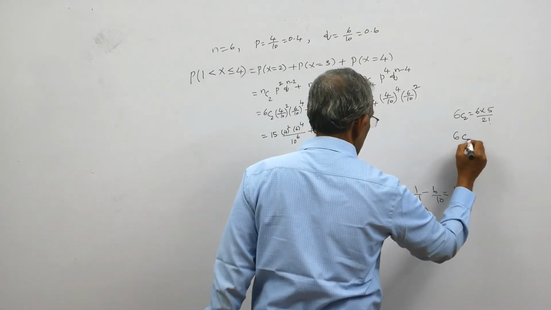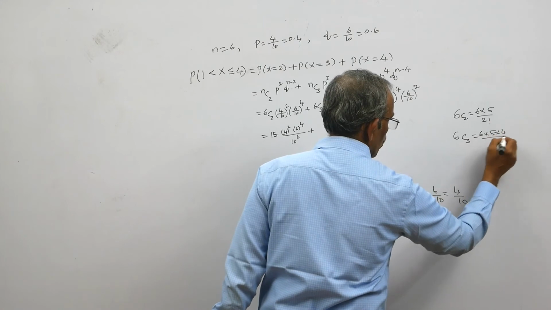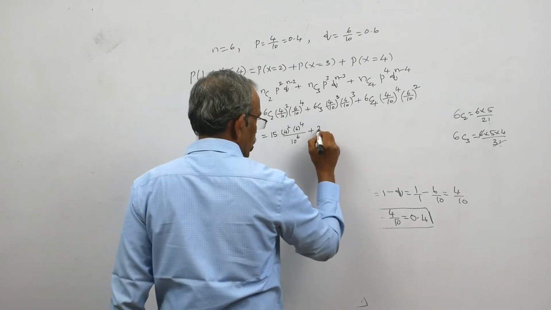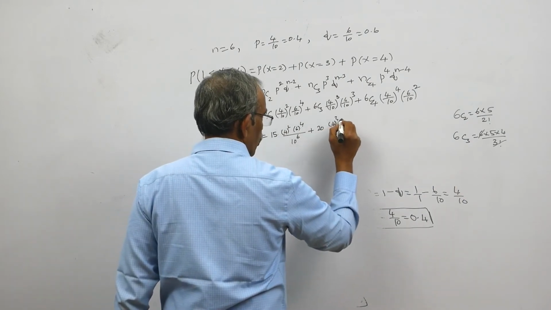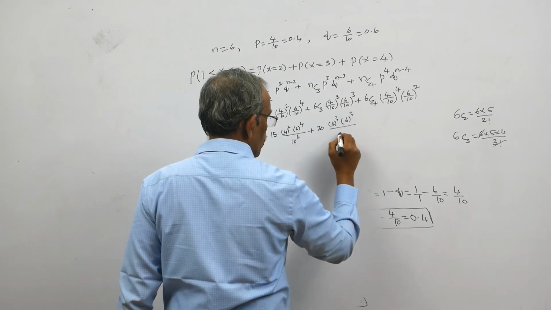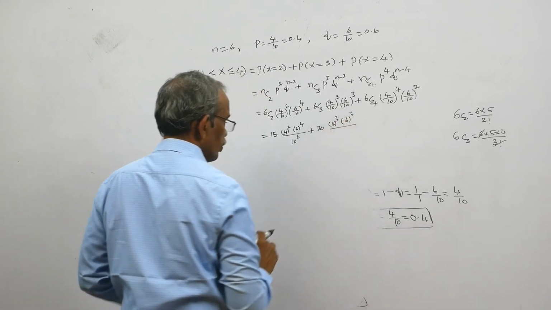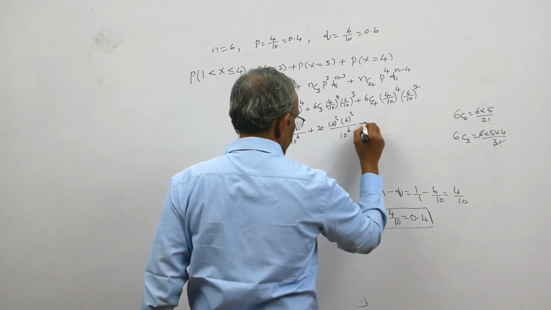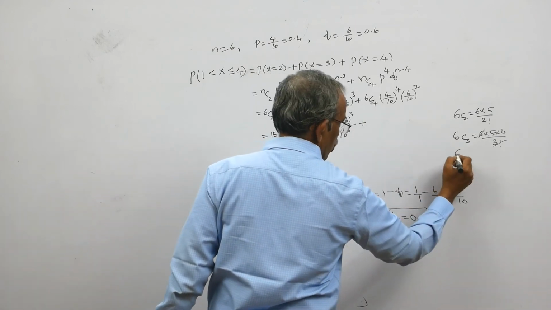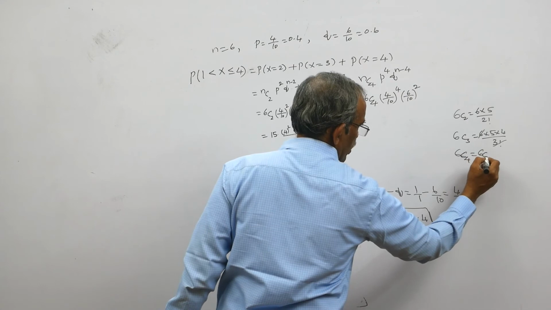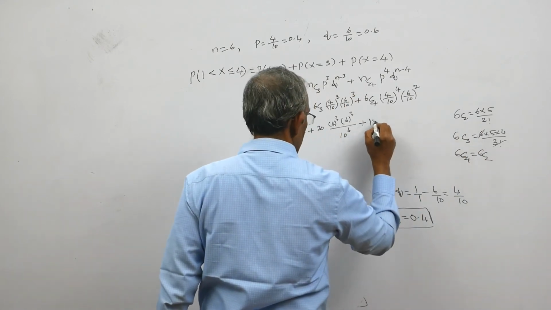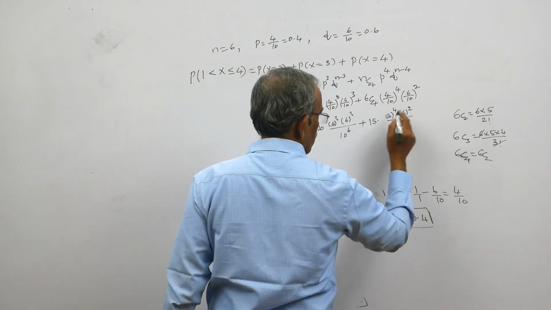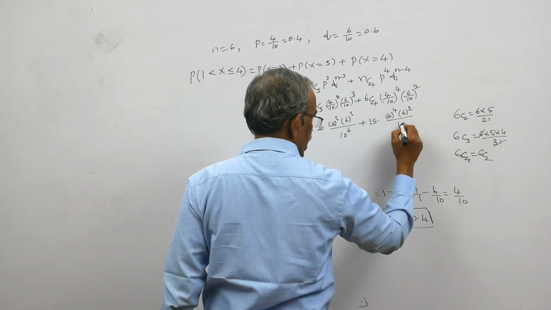6c3 is equal to 6 into 5 into 4 by 3 factorial. With 3 factorial the 6 cancels, then we get 20 into 4 cube into 6 cube by 10 cube into 10 cube, that is 10 to the power of 6. Here we get 6c4, which is the same as 6c2, equal to 15, into 4 to the power of 4 into 6 square by 10 power 4 into 10 square, that is equal to 10 to the power of 6.